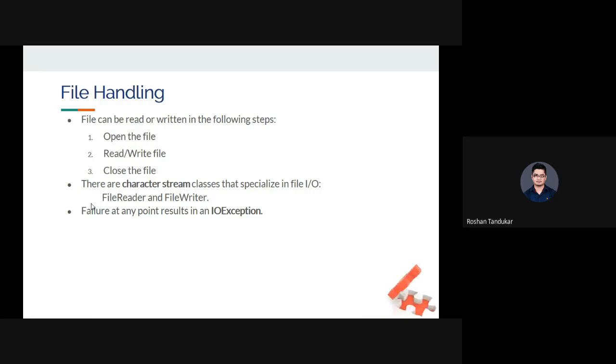Classes for reading: FileReader, and for writing: FileWriter. And there may be certain failures or errors that may arise. Then in that case you have to use what? IOException. IOException means what? Basically, exception means an erroneous condition.